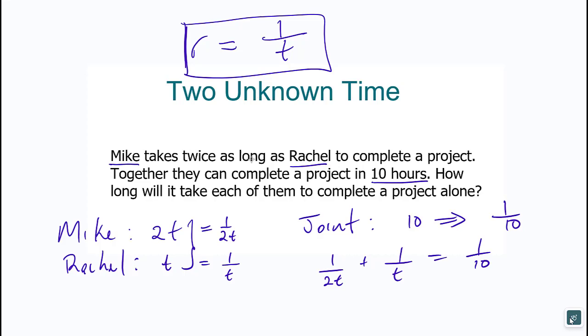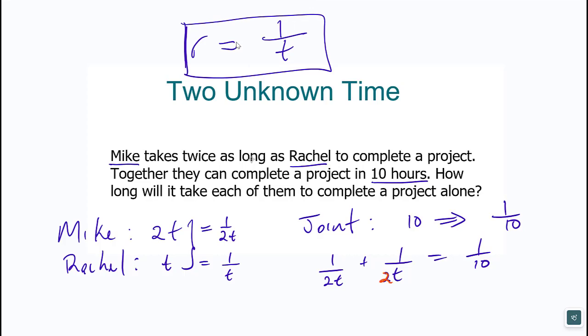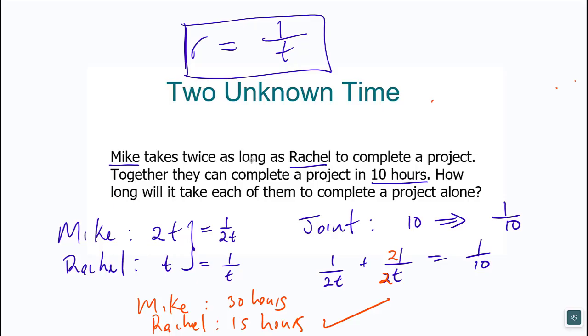So now we're required to solve this. This problem can be solved several different ways. The easiest way is to equalize the bases on the left. I could multiply the bottom here by 2, so multiply this by 2, multiply that by 2. Since the denominators are the same, I'm going to have 2t for my denominator, and at the top, I'm going to have 2 plus 1, which is going to be 3.